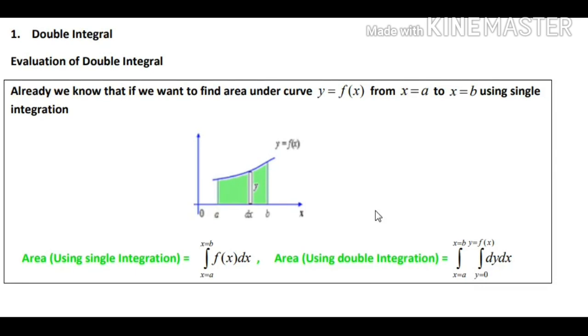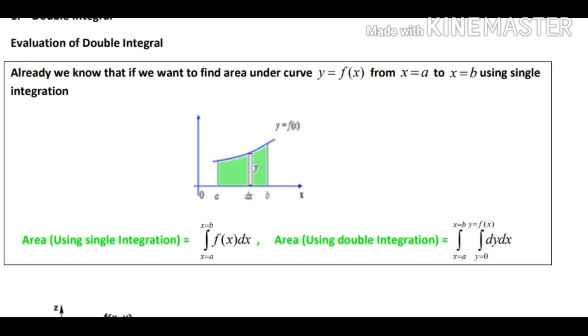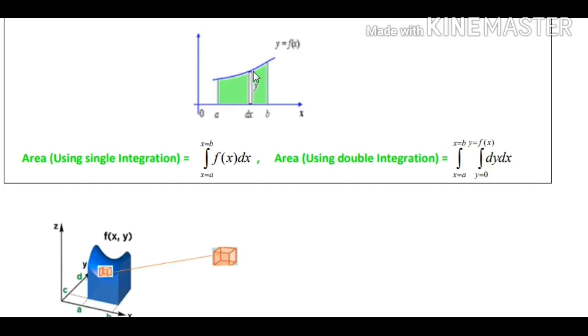We shall learn how to evaluate double integral and how to find area under the curve using double integration. From our previous study, we already know how to find area under the curve using single integration. Suppose y equal to f(x) is a continuous curve and we have to find area under the curve using single integration. Then the process is, suppose we take one small rectangular strip of width dx and length y.